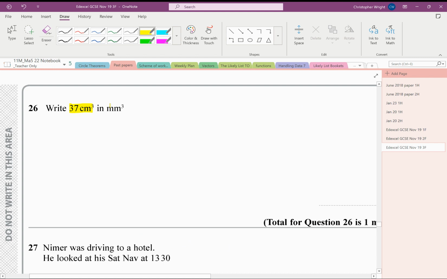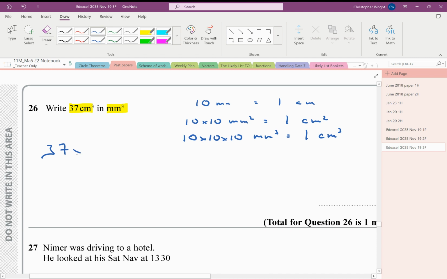Right, question 26. Aha, right. 37 cubic centimeters to cubic millimeters. How many cubic millimeters in a cubic centimeter? Well, there are 10 millimeters in a centimeter. So there are 10 times 10 square millimeters in a square centimeter, and 10 times 10 times 10 cubic millimeters in a cubic centimeter. So there are 1,000 cubic millimeters in a cubic centimeter. So I'm going to do 37 times 1,000 to give me the answer 37,000.